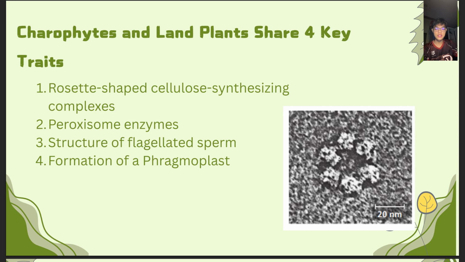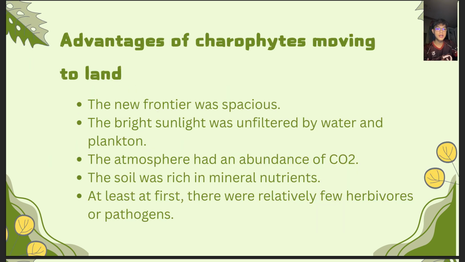We can see this link in unique structures such as rosette-shaped protein rings that synthesize cellulose and similar flagellated sperm. We can also see this in peroxisome enzymes and also the formation of a phragmoplast. The question now is, why leave water? Well, because the new frontier was spacious, and also plants found unfiltered sunlight and an abundance of CO2 and soil rich in mineral nutrients. So there was more opportunity for this organism to grow and develop.